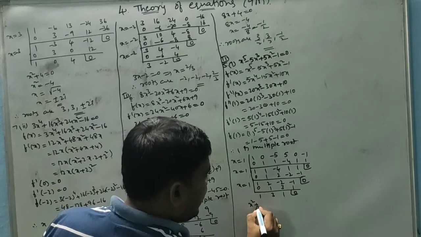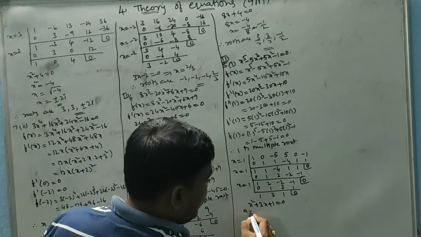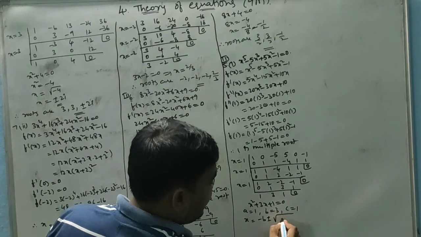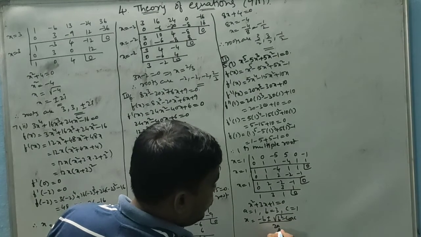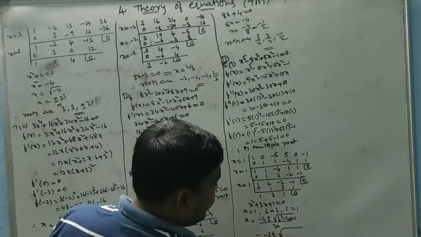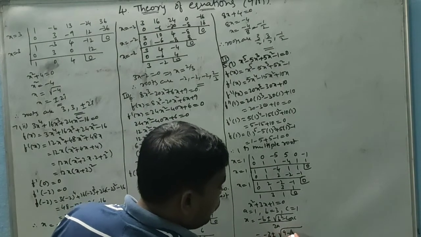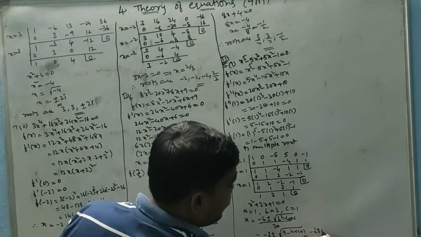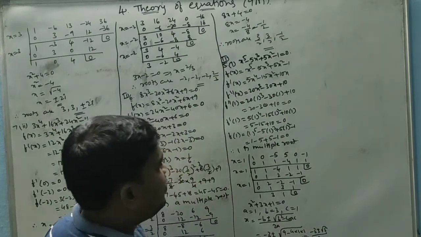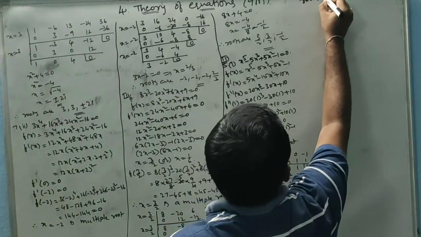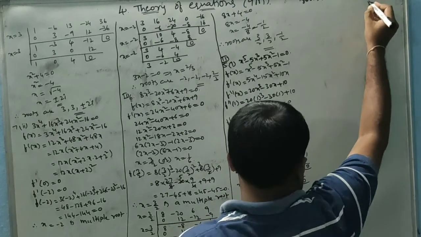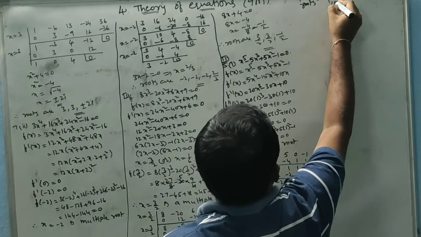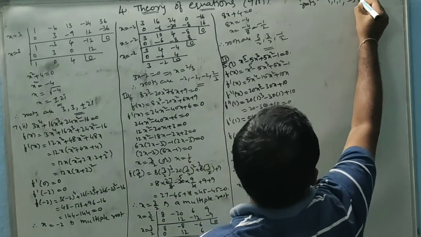So x² + 3x + 1 = 0, a = 1, b = 3, c = 1. x = (−b ± √(b² − 4ac))/2a = (−3 ± √(9 − 4·1·1))/(2·1) = (−3 ± √5)/2. So the roots are 1, 1, 1, (−3 + √5)/2 and (−3 − √5)/2.